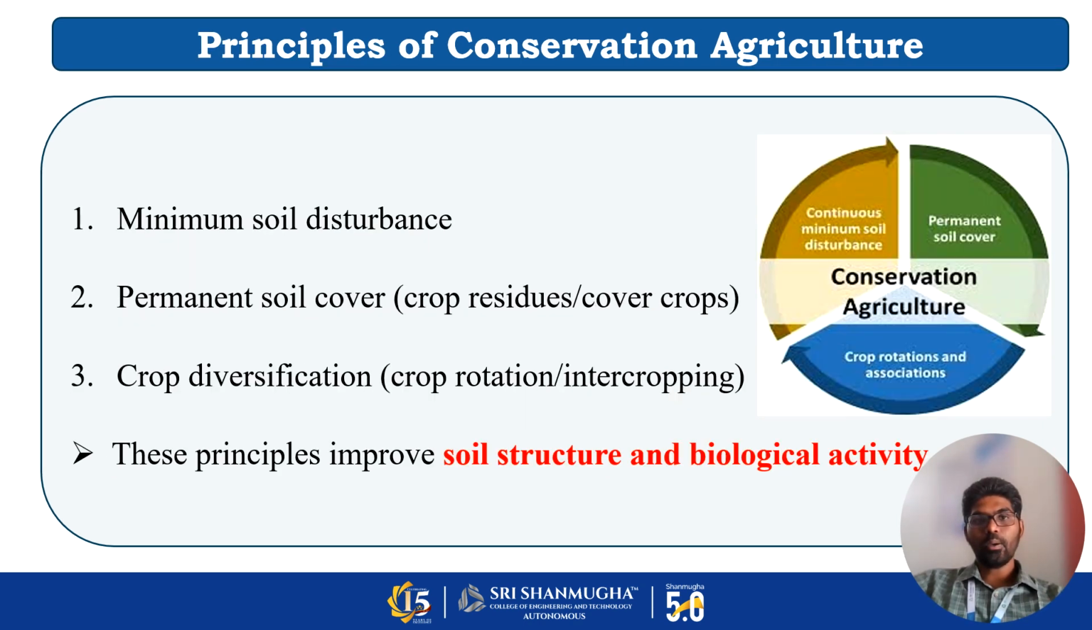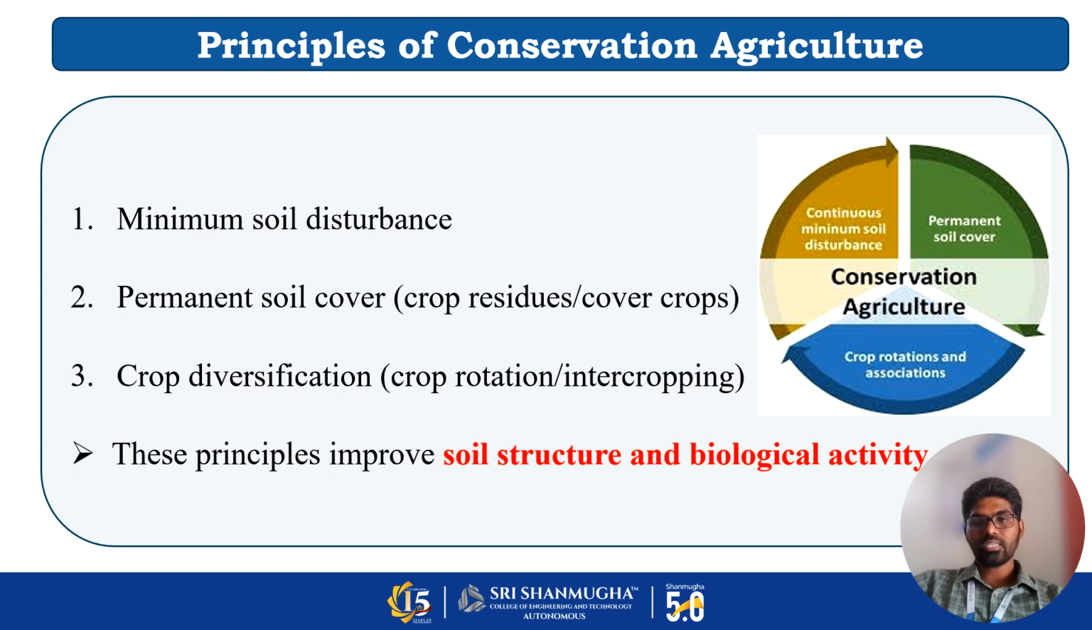Next, let's see the principles of conservation agriculture. There are three principles: one is minimum soil disturbance, second is permanent soil cover, third is crop diversification. These principles help in improving soil structure and increasing biological activity. Minimum soil disturbance means minimizing the disturbance, cultivation or plowing of the soil. The number of plowings is reduced, or zero tillage or minimum tillage is practiced.